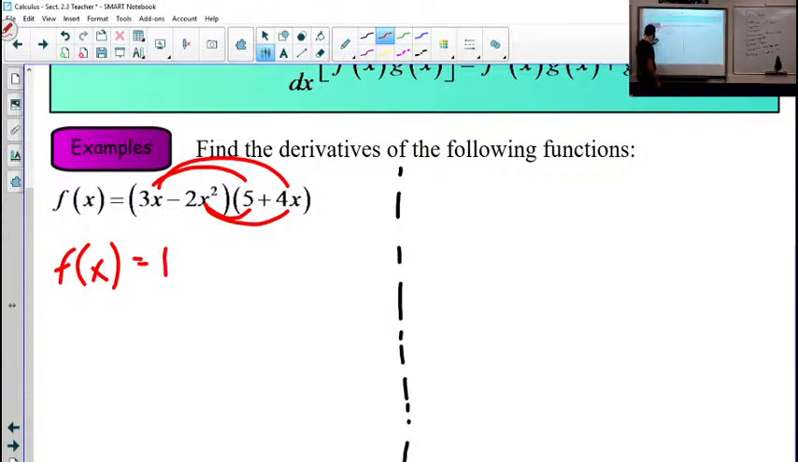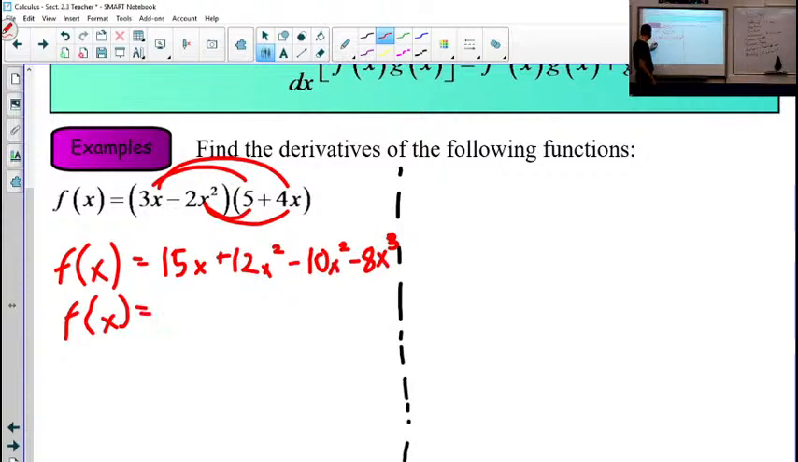So 3x times 5 is 15x. 3x times 4x is 12x squared. Now I'm distributing the minus 2x squared. So minus 2x times 5 is going to be minus 10x squared. Negative 2x squared times a positive 4x is going to be a minus 8x cubed, because we have an x squared times x. Positive 12x squared minus 10x squared, and then minus 8x cubed. All right, we'll put a pin in that.